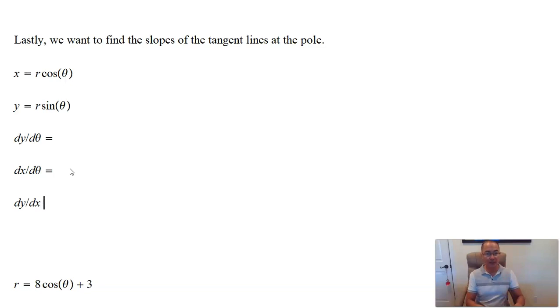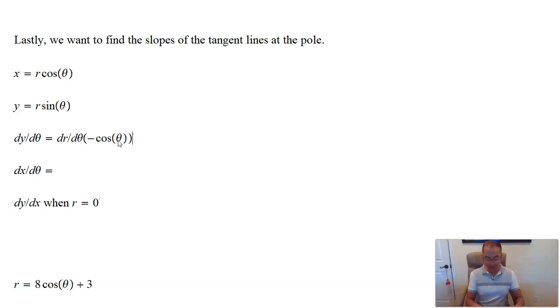Okay, so dy by dx when r equals 0. Here's our curve that we're working with. What we're going to do is apply the product rule in general. So dy by d theta, focus on this. We want dr by d theta times the derivative of sine, which is negative cosine.